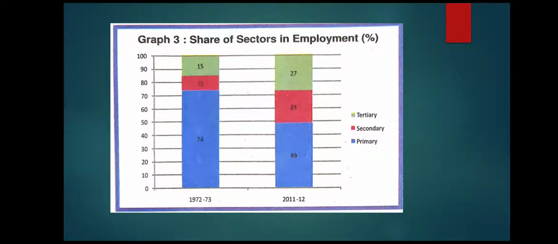So we can see over here that the employment in the secondary and tertiary sector has increased, but according to their contribution in GDP, the employment percentage or employment share is still less. The contribution of the primary sector is less in terms of GDP, but even then there is a larger percentage of people employed.